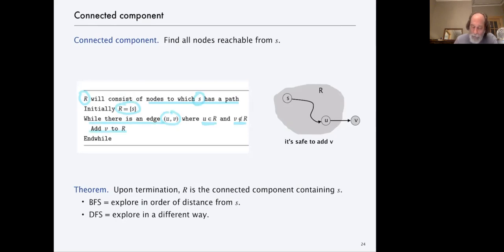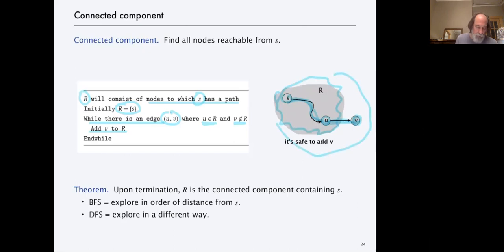What does that mean? Well, suppose we're working our way along. Here's my set R, and it includes only vertices reachable from S, only vertices where there's a path from S to that vertex. And suppose there's an edge to another vertex, and that vertex is not in R. Well, clearly, if I can get to U from S, and then I can get from U to V by an edge, I can get from S to V. So I can add V to the set R.